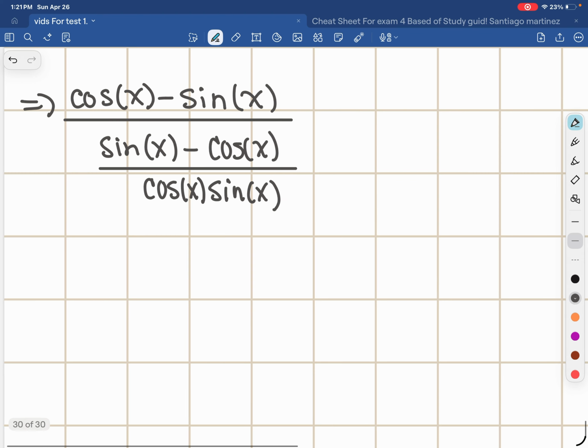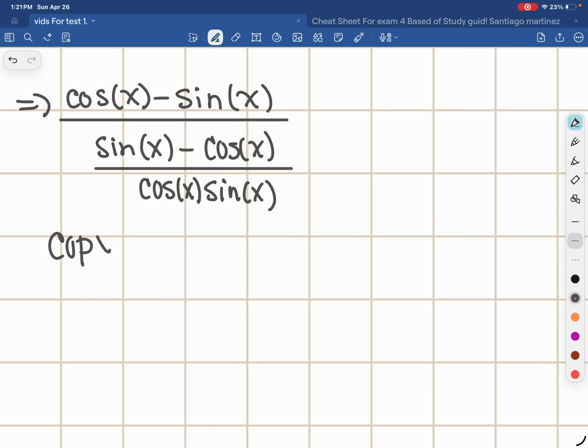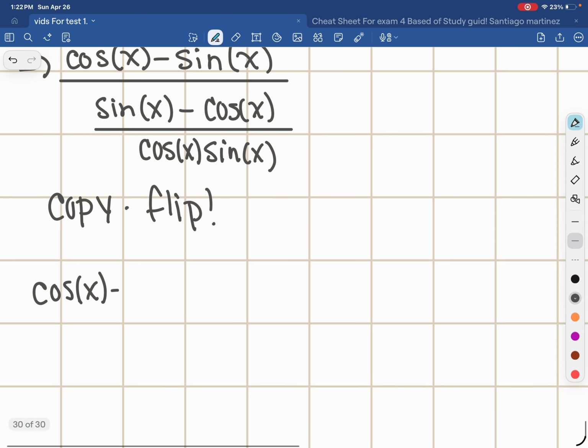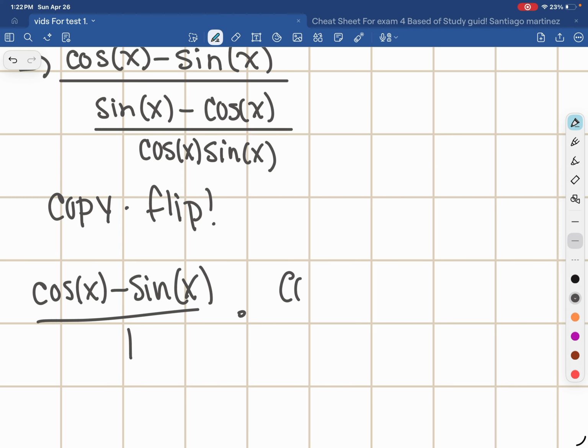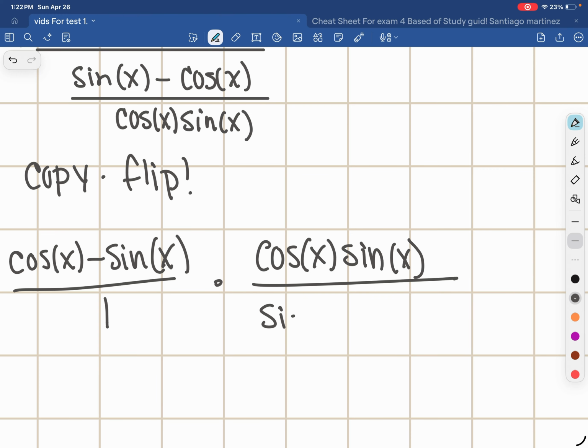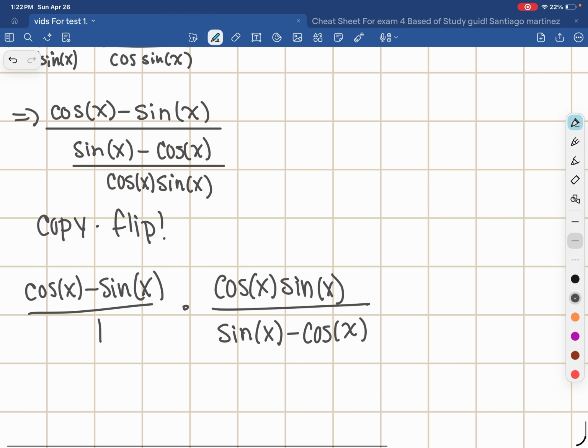Next thing you want to do is copy dot flip it. So we still have a good amount of room. Copy dot flip. So we'll have cosine of x minus sine of x over 1 times cosine of x times sine of x over sine of x minus cosine of x. And this, for me personally, is the most tricky part because it seems a little confusing.